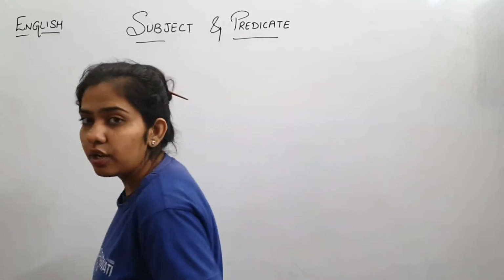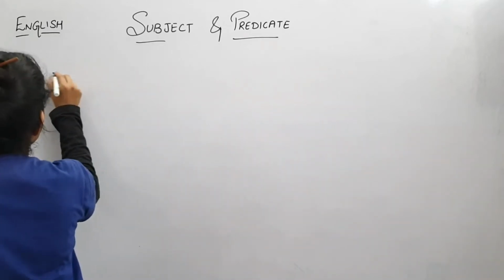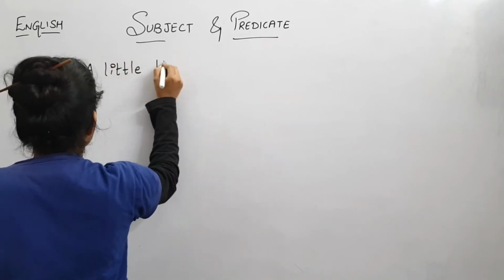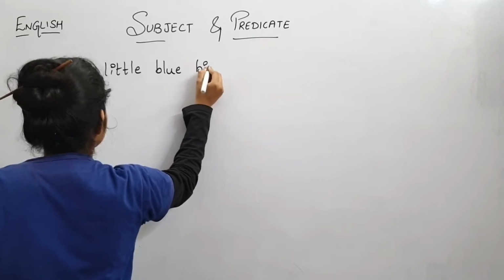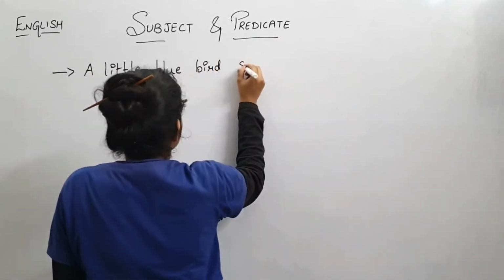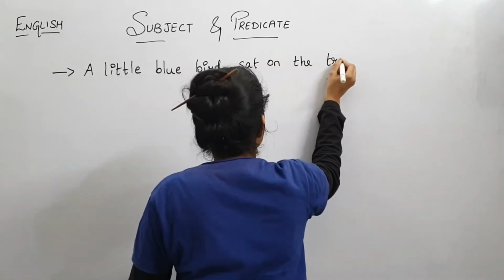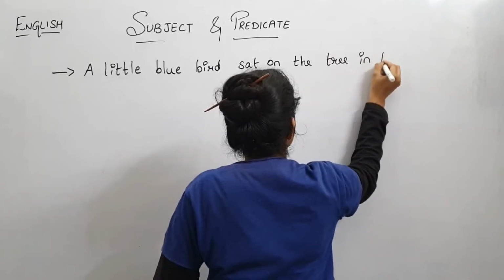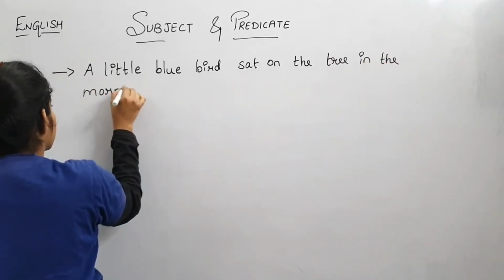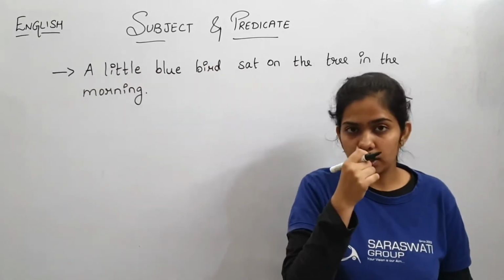Okay, so now again I am writing another sentence. A little bluebird sat on the tree in the morning.